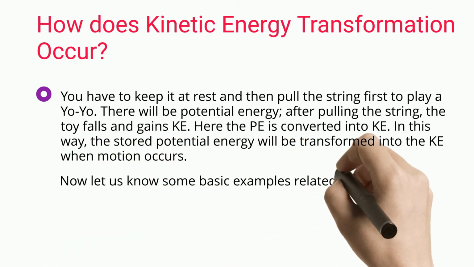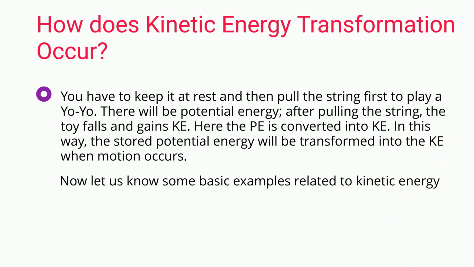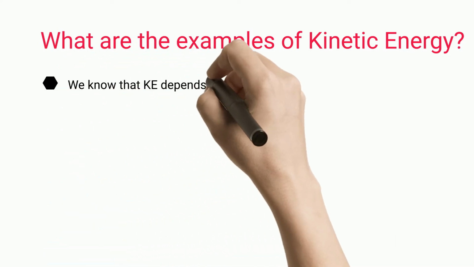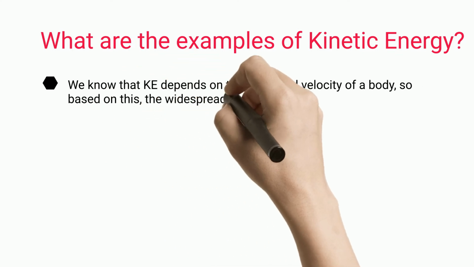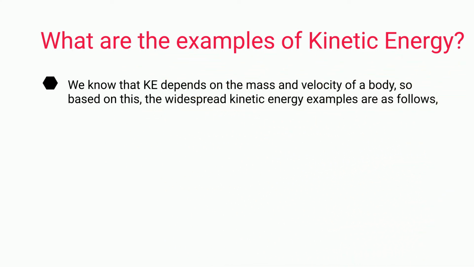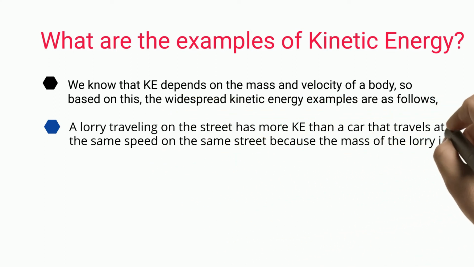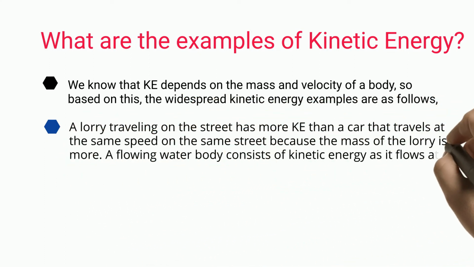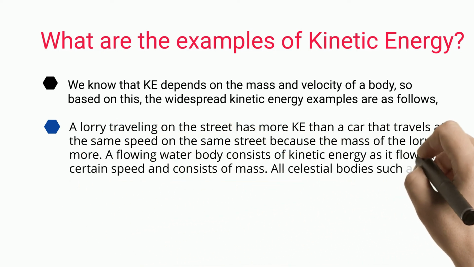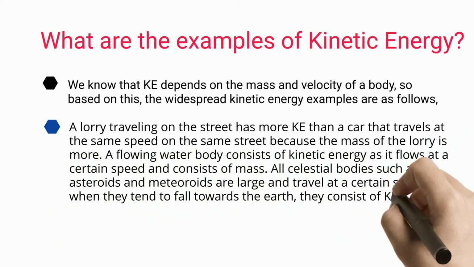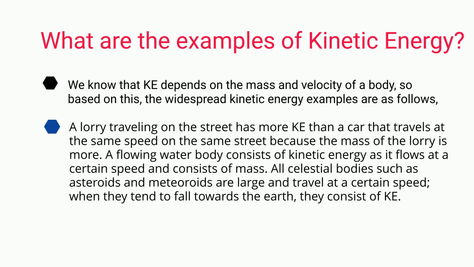Now let us know some basic examples related to kinetic energy. What are the examples of kinetic energy? We know that KE depends on the mass and velocity of a body, so based on this, the widespread kinetic energy examples are as follows. A lorry traveling on the street has more KE than a car that travels at the same speed on the same street because the mass of the lorry is more. A flowing water body consists of kinetic energy as it flows at a certain speed and consists of mass. All celestial bodies such as asteroids and meteoroids are large and travel at a certain speed. When they tend to fall towards the Earth, they consist of KE.